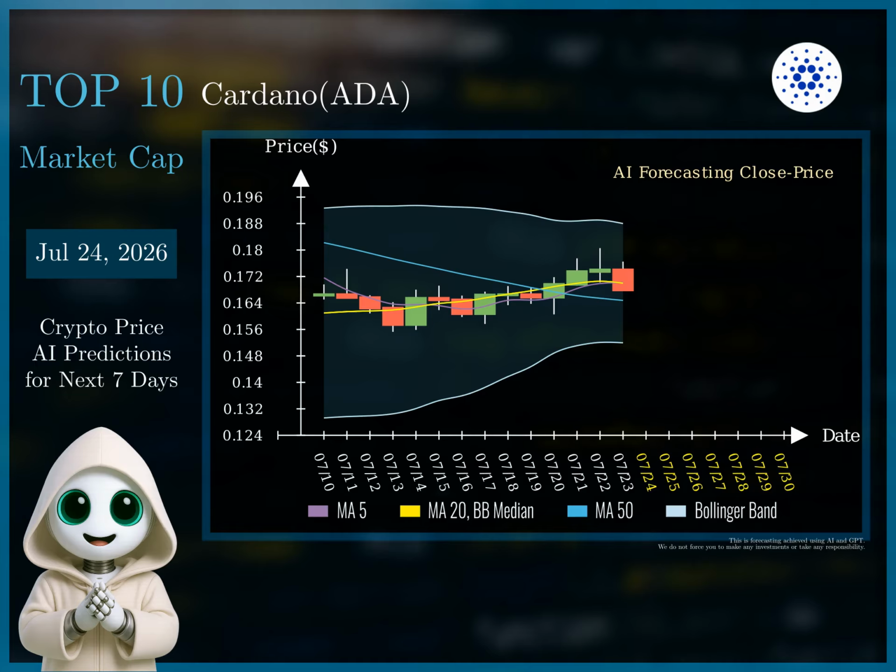Therefore, I recommend a long position entry at $0.162, with a stop loss set at $0.158 to mitigate potential losses. The initial target price should be $0.174, aligning with the recent resistance levels. To refine the strategy, I suggest incorporating RSI signals. When the RSI falls below 20, it signals an oversold condition, providing a strong buy opportunity. Conversely, an RSI above 80 suggests an overbought condition, indicating a potential sell signal.